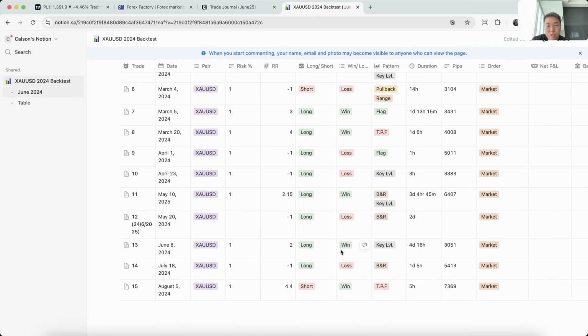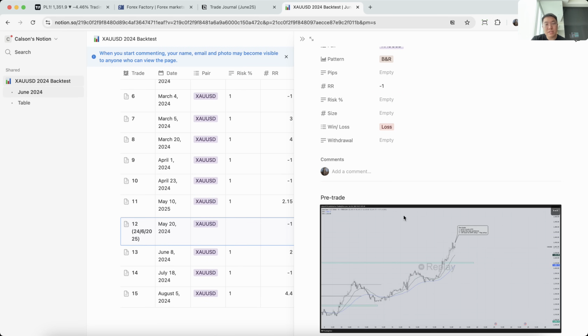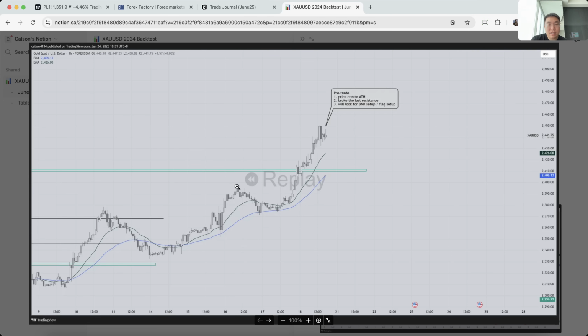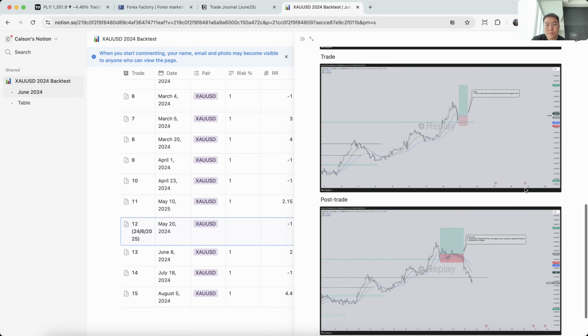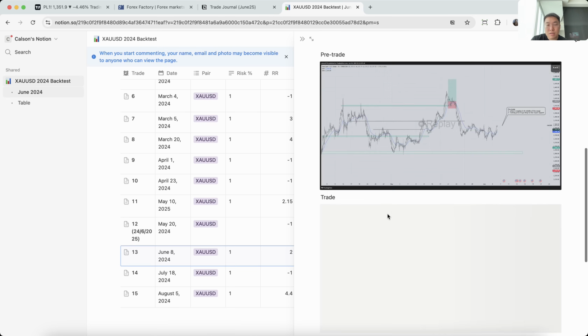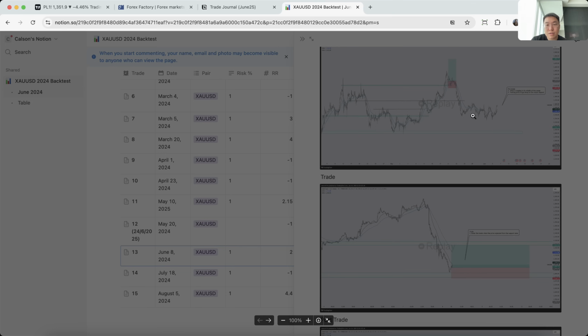Let me see what strategy. BNR. How do you define a BNR? A break and retest to us has to be price testing a swing high or swing low. If it says a BNR here, it's a bit mixed as well. You didn't even show why you buy it there. Next one.